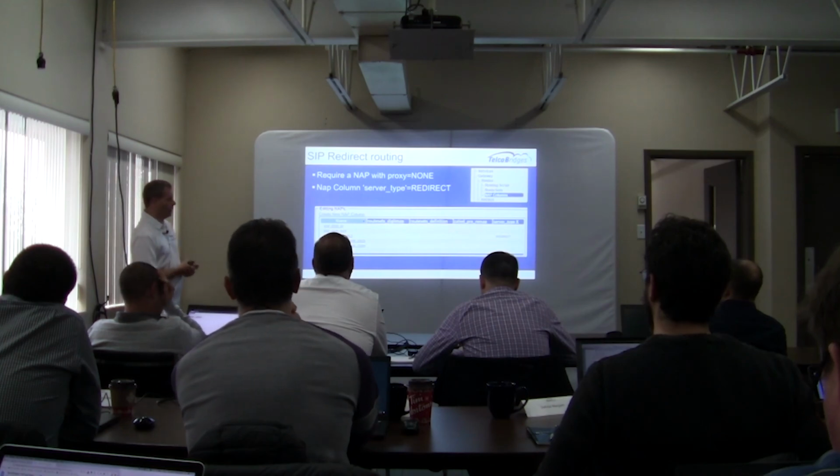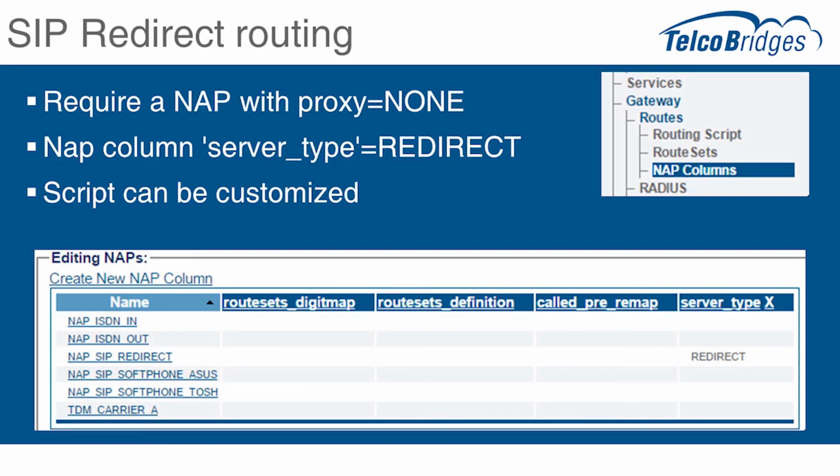When you install the script for SIP redirect, you follow the instructions on the wiki, but one of the things you have to do is add a NAP column. When you click on NAP columns here, you have all the NAPs that you have in your system, and you have predefined columns, which is additional information you want to give to that network access point. For example, we saw earlier the digit map and the definition. It will show up here if you're using that: which digit map is assigned to this NAP and which definition.